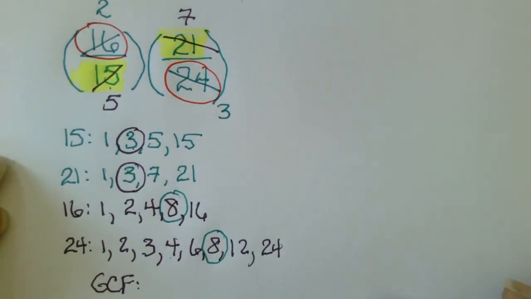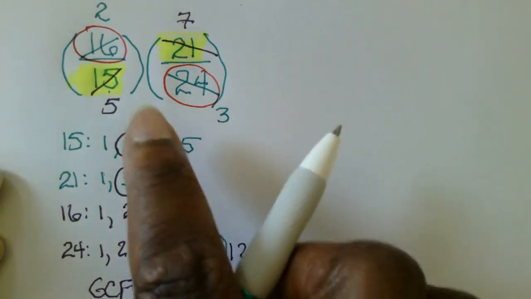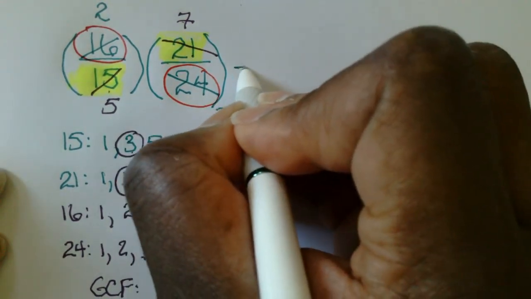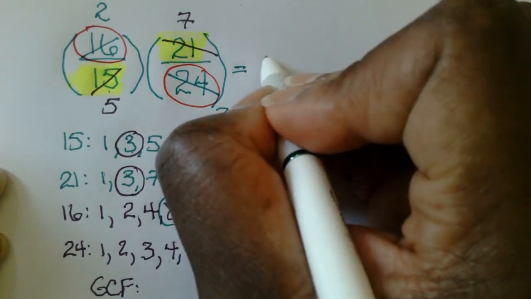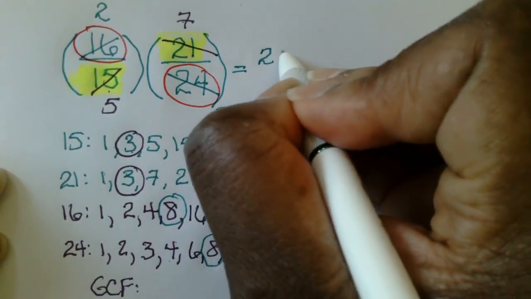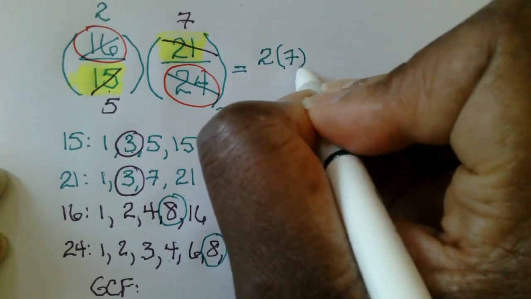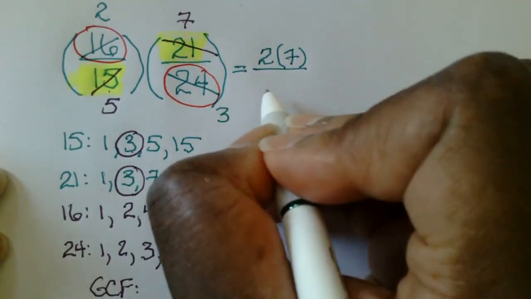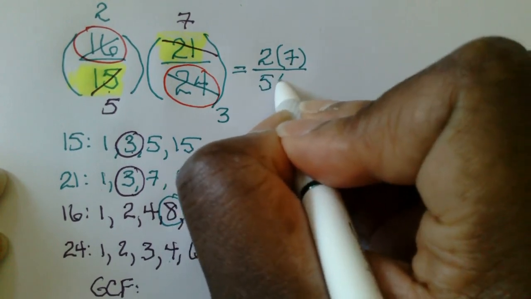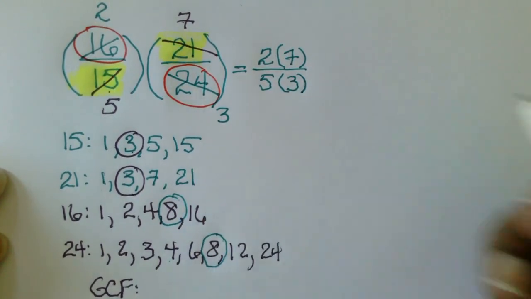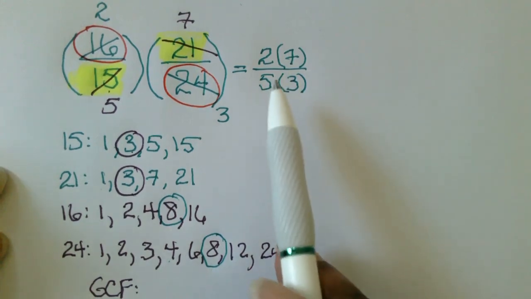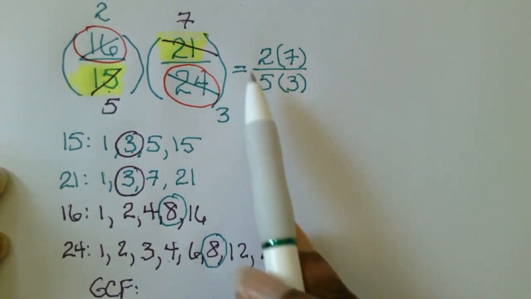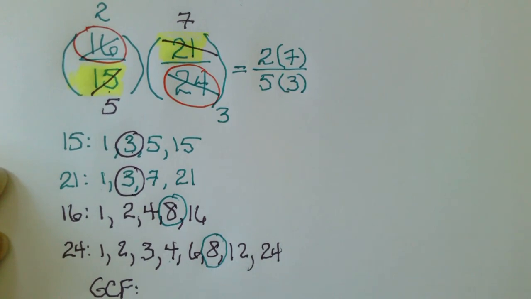Okay, so now, since we simplified, let's see what we have left over. In the numerator we have 2 times 7. In the denominator we have 5 times 3. And the funny part is all of them are prime numbers, so we can't reduce it any further.